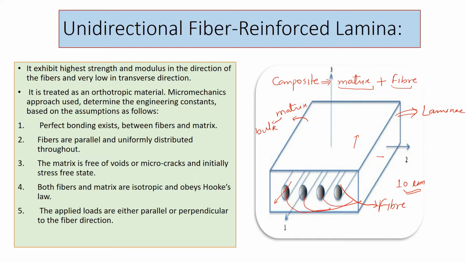So it exhibits the highest strength and modulus, meaning the modulus of elasticity or Young's modulus, in the direction of the fibers, and very low in the transverse direction. We have very high strength in direction 1, and very low strength in directions 2 and 3. Now it is treated as an orthotropic material. So we will see what an orthotropic material is.